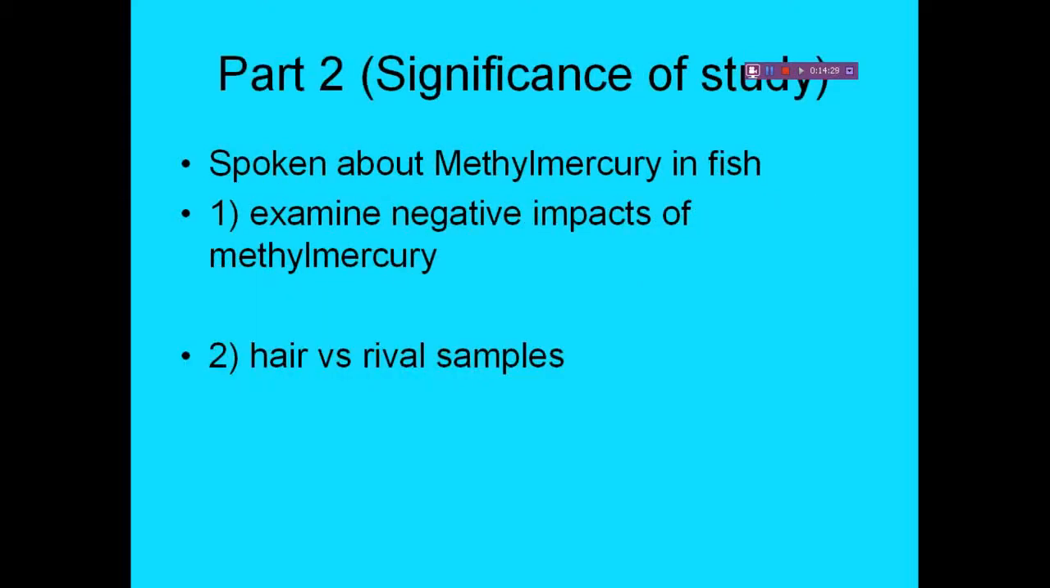So anyway, part 2, significance of my studies. I've spoken with regards to methylmercury in fish, mercury in the environment. I don't want to bore you to tears too much, but there are negative impacts, as we've seen, of methylmercury on the human nervous system. I'll go through some of those with you now. Hair versus saliva samples. Some studies use blood, some have used hair. These are the two most effective techniques. I'll discuss why hair's better.